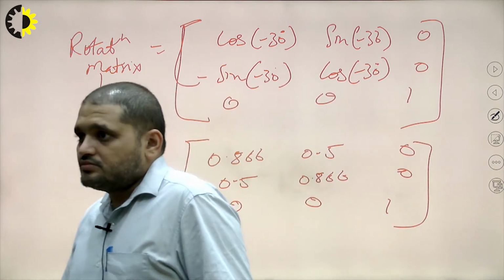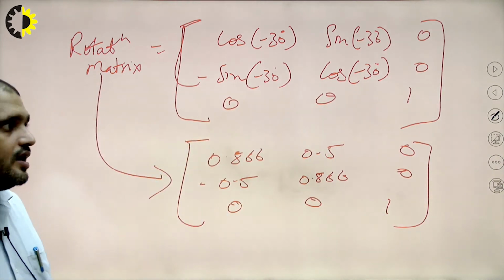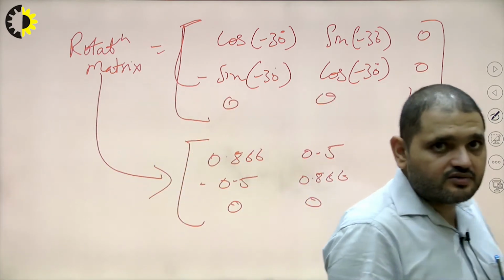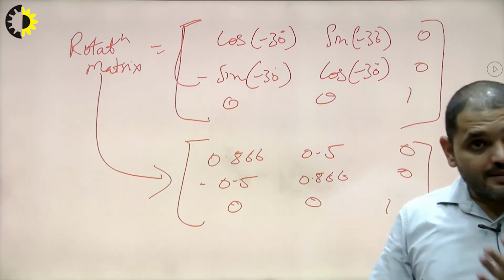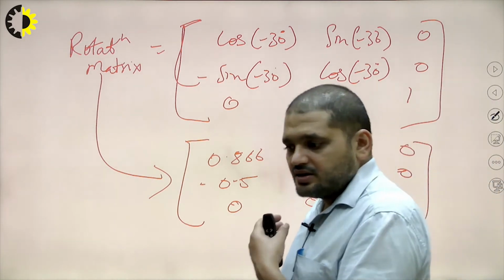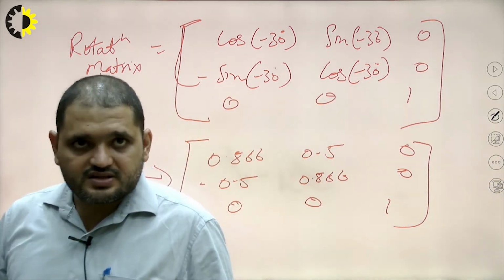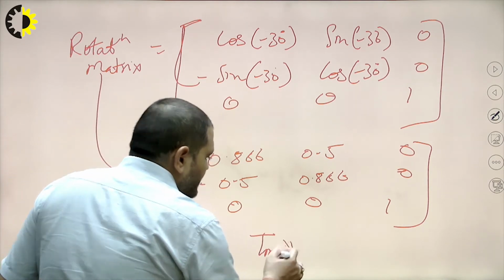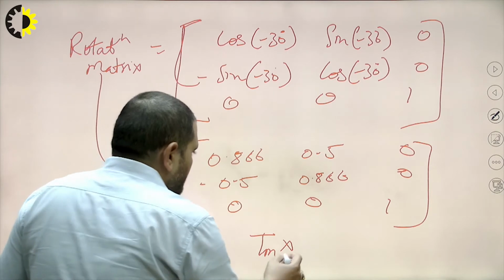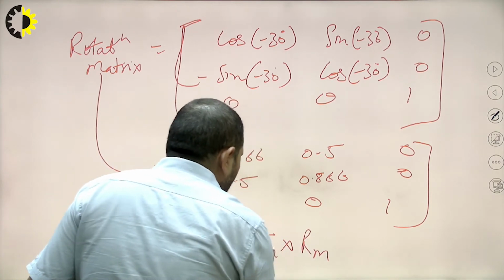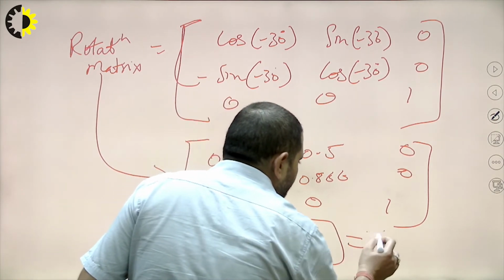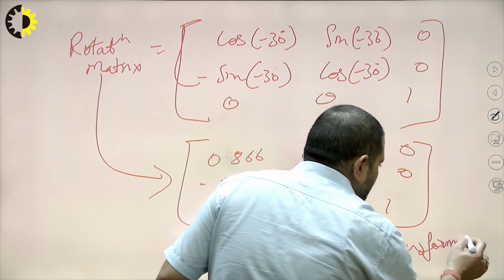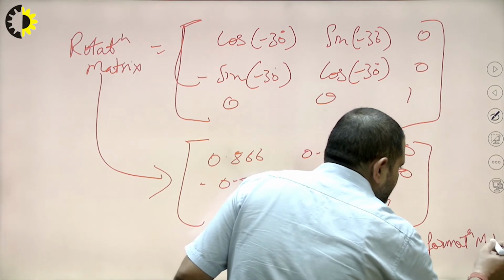Now we will find the transformation matrix by concatenation. The transformation matrix will be the step-by-step product of the translation matrix, since we first did translation, and then the rotation matrix, since we then did rotation. This results in the transformation matrix.